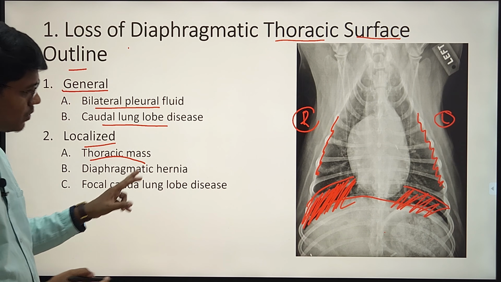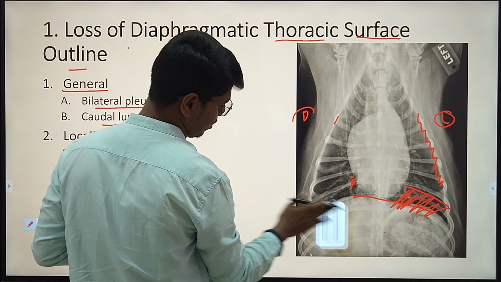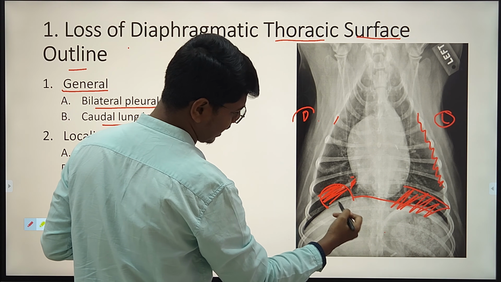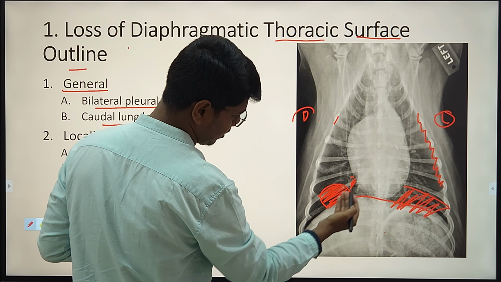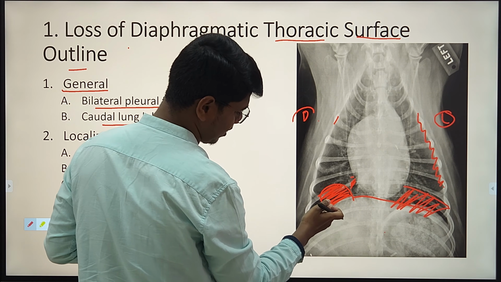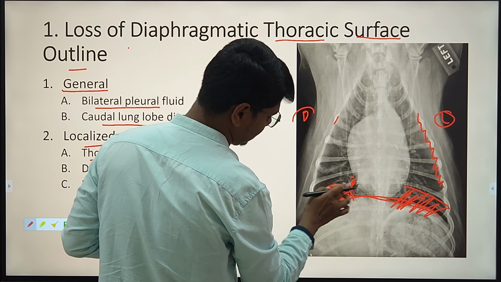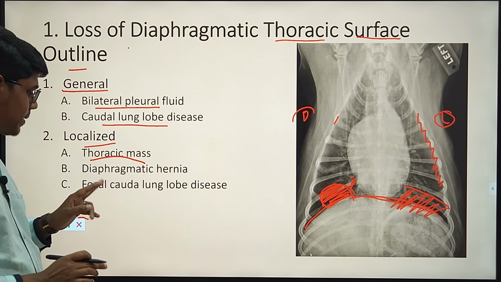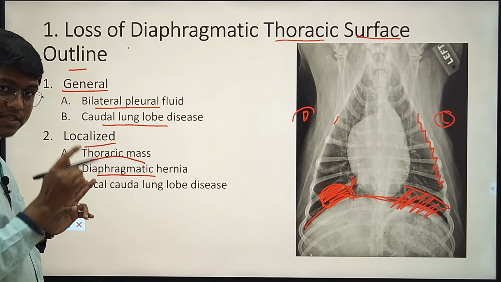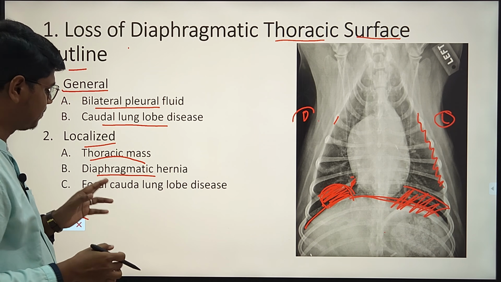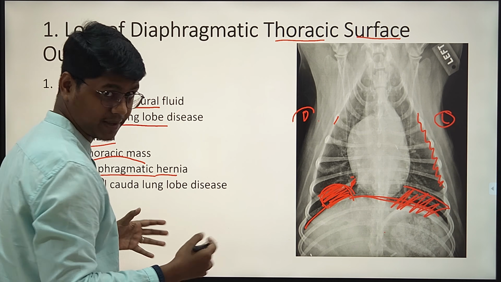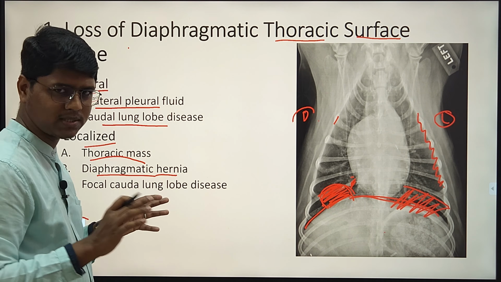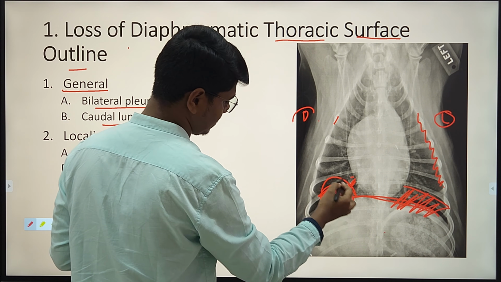Okay, next, localized. These are general conditions. Localized thoracic mass, suppose there is a mass in the caudal lung lobe. Okay, there is one mass here like this. So there will be focal loss of this outline. Here will be clear outline, here clear outline, only this part of outline will be lost. This is also a disease of thorax, not diaphragm. Diaphragmatic hernia, this is the disease of diaphragm. We will deal with that also in coming time. So diaphragmatic hernia, sometimes they are smaller ones, where you will find this type of ball.